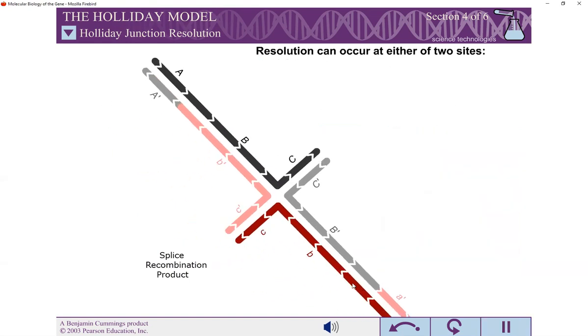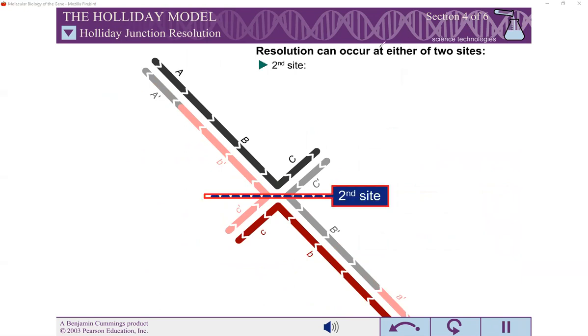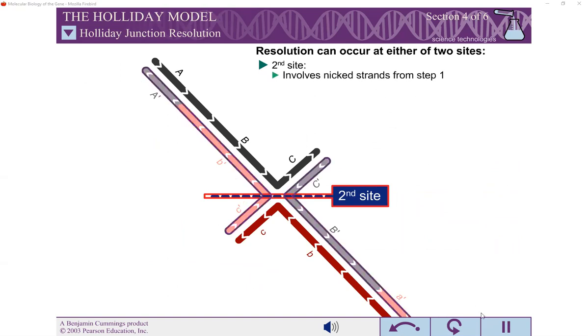The second possible cut site occurs in the pair of strands that were nicked during the first step of recombination. These strands can be easily identified because they each consist of a mix of colors at this point in the model. Please look here. The cleavage can also occur at the second site. This second site is planar because the cleavage is occurring at the plane. So that is why it is referred to as the patch recombination product.